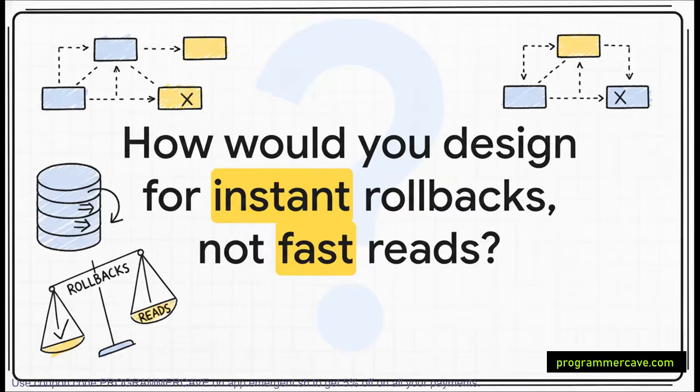And that really is the final takeaway here. Every system design is a series of trade-offs. There's no single right answer, only the best answer for a specific set of problems. Our design optimized for fast reads, so I'll leave you with this question. How would you design it differently if you needed rollbacks to be instant?